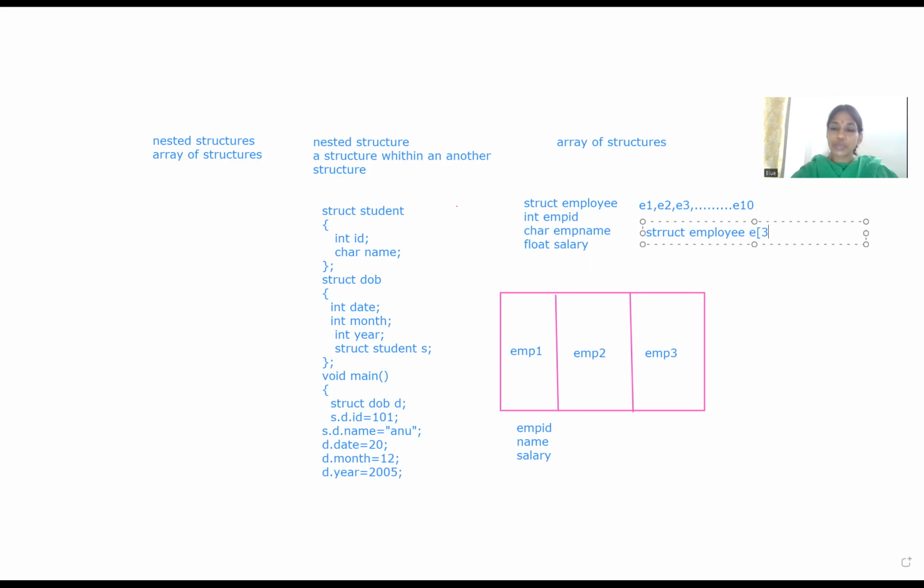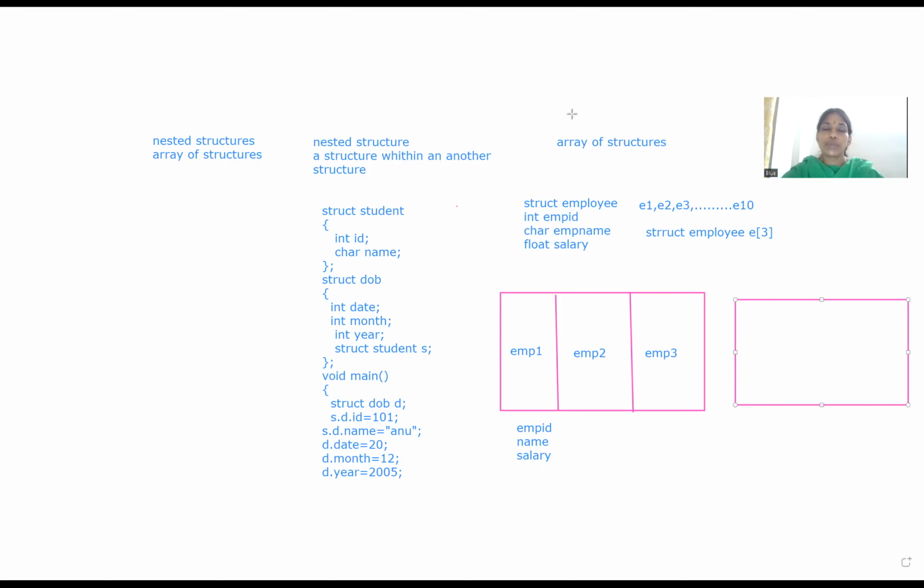Suppose I want to store 3 records. So we declare E of 3. The array size is 3. Within this array, we need to store the 3 employee details. Now I'm explaining memory allocation: how it will allocate the memory for 3 employee details.